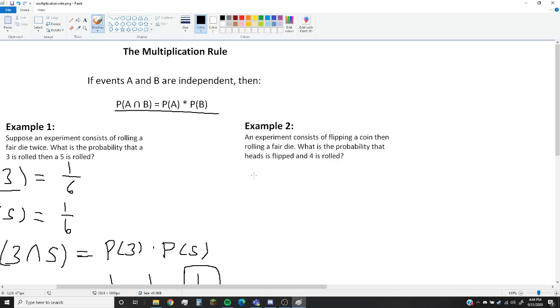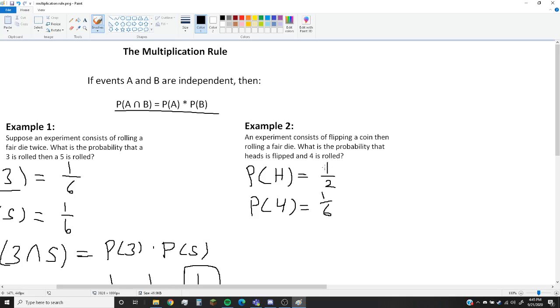So again, just like the last problem, we want to figure out what the probability of heads is and what the probability of rolling a 4 is. So because it's a coin, it's got two sides, heads and tails. So the probability of heads being flipped is 1/2. And just like the last problem, rolling a 4 on a die has a probability of 1/6.